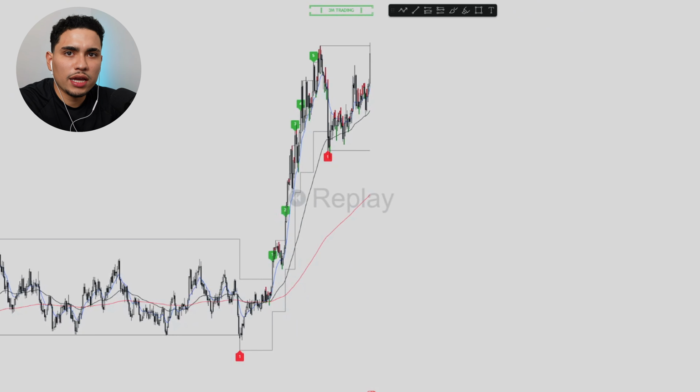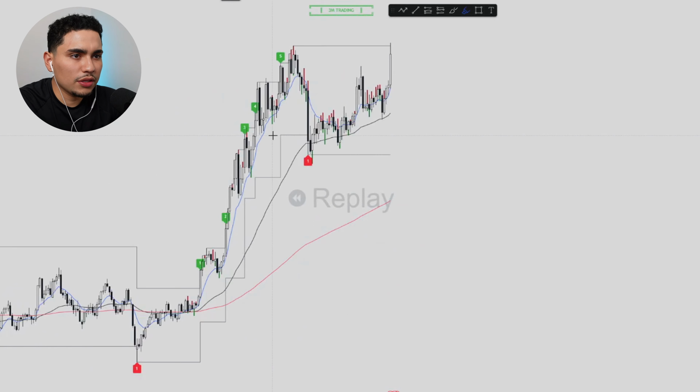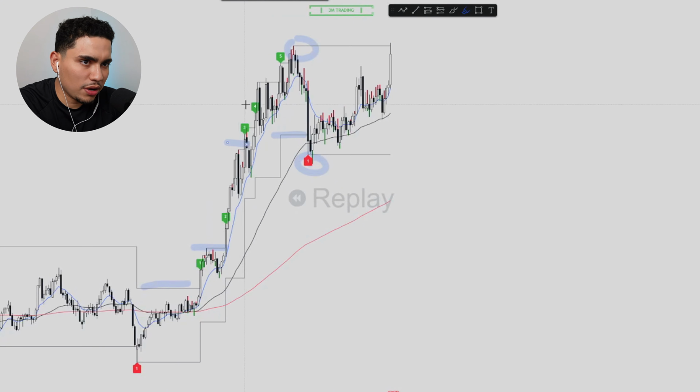Bias wise, in the daily we get a bunch of breakups, and even though the last break is creating a lower low and a lower high, due to the fact that we've had over 3 breaks to the upside, here we had the first one, here we had the second one, and here we had the third one, and you guys can see we have 4 and 5.